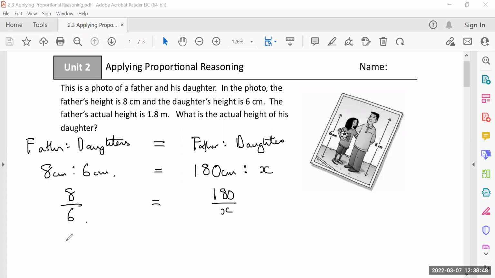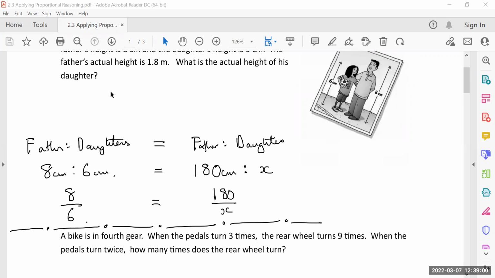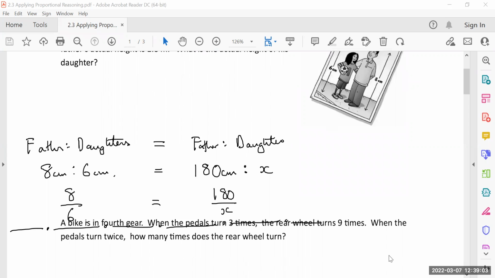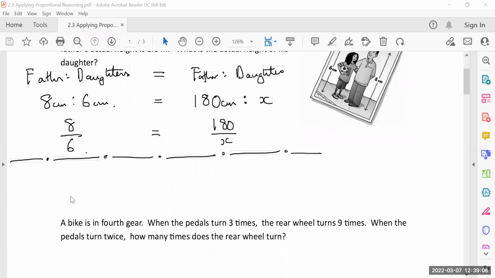So how about I change this? You can put a little line here if you want to. If I did daughter to father, it would be 6 over 8 is equal to x over 180. That's going to help us a lot more. Everyone follow me so far? I realize I should have done this in the first place. Because the father's height is 1.8 meters, which I converted to 180 centimeters first.